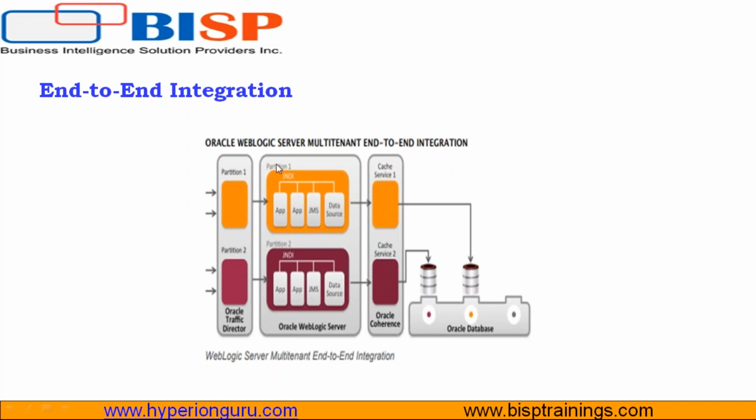And then this request goes to partition 1, this request goes to partition 2, which is being shared. And you can see even the cache is being shared in terms of Oracle Coherence. So in Oracle WebLogic Server, the partitions are sharing resources. Similarly, the Oracle Coherence cache is being shared, which in turn goes to your database, where generally you will be using a grid or RAC, and in the database also you have a multi-tenant feature available. So you can use that to integrate it with your WebLogic multi-tenant feature.